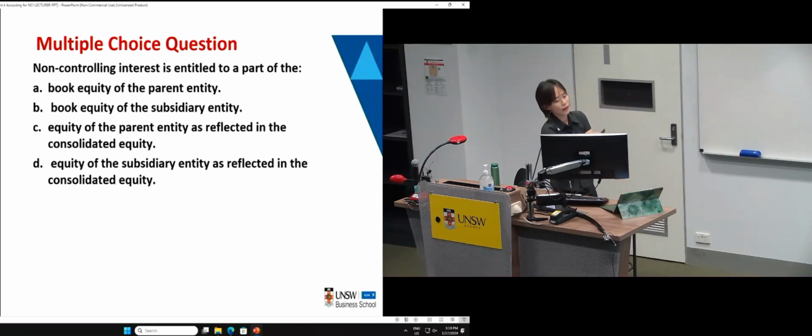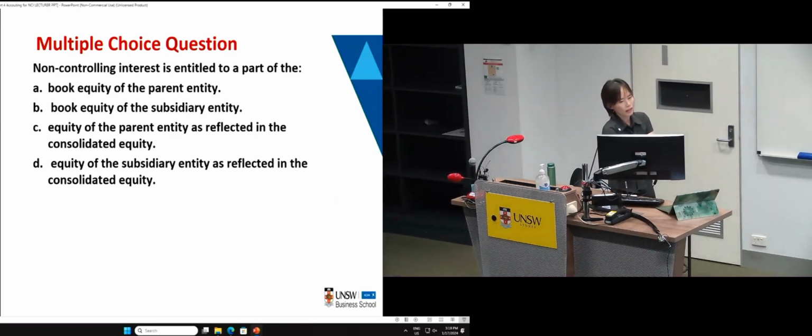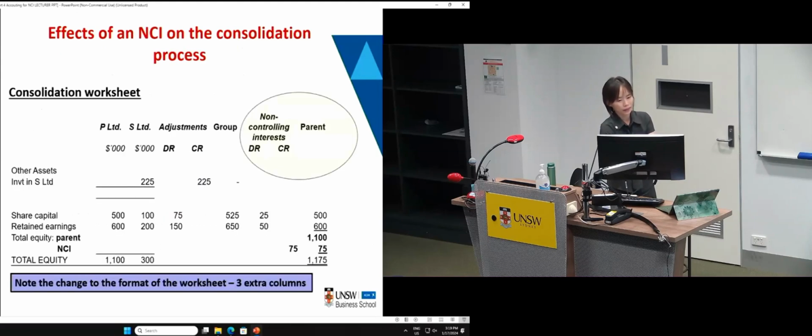The last one, right? Very good, well done. So NCI is entitled to a part of the equity of the subsidiary entity as reflected in your consolidated equity, right? Very good. Which in other words, the NCI receives a share of the group equity, right? The group equity that is contributed by the subsidiary entity. Now let's move on to have a look at the format of the worksheet.